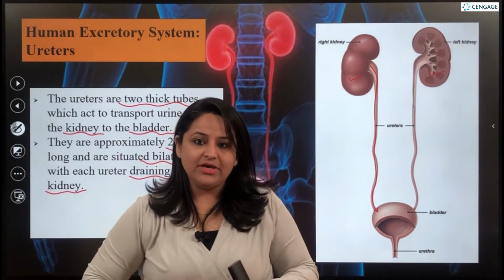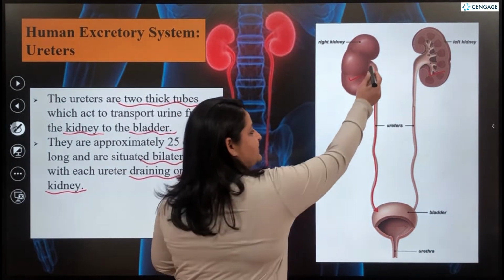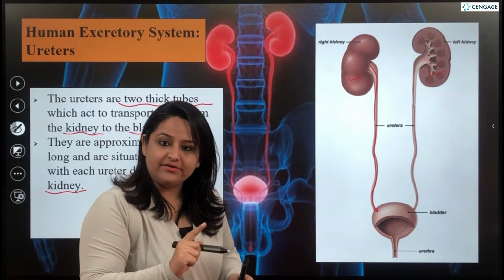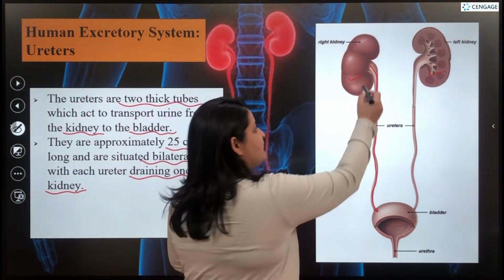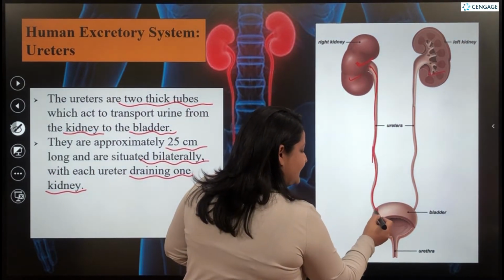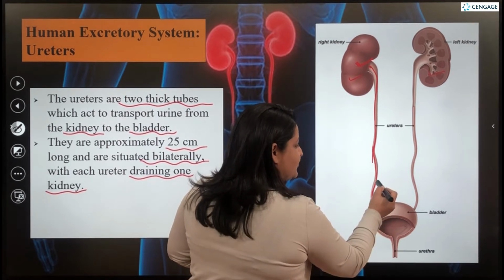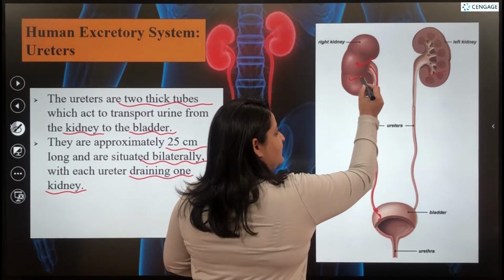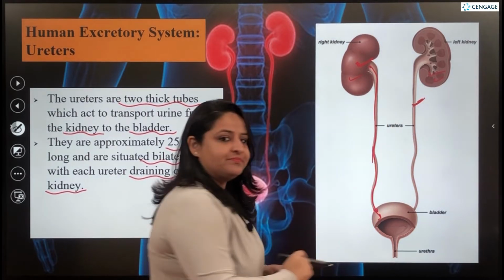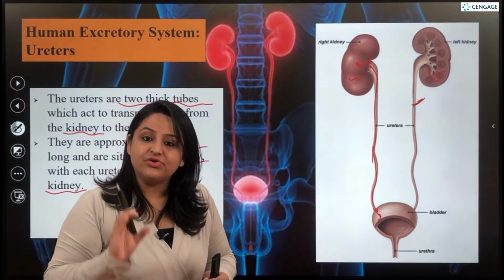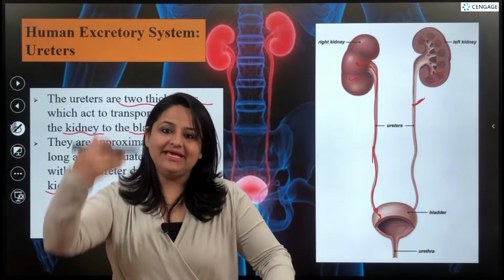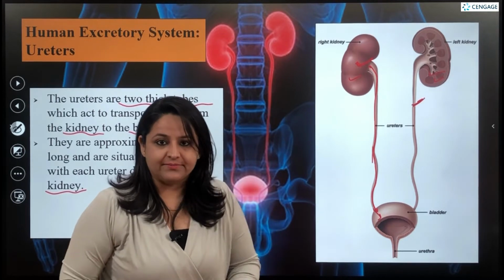Now each ureter is around 25 centimeters long and they are situated bilaterally, that is each ureter is draining one of the kidneys. You can have a look over here. Each ureter is draining the urine from one respective kidney into the urinary bladder. This ureter is bringing the urine from here and this ureter is bringing the urine from this kidney. They are situated bilaterally, as in one on each side of the axis of the body.